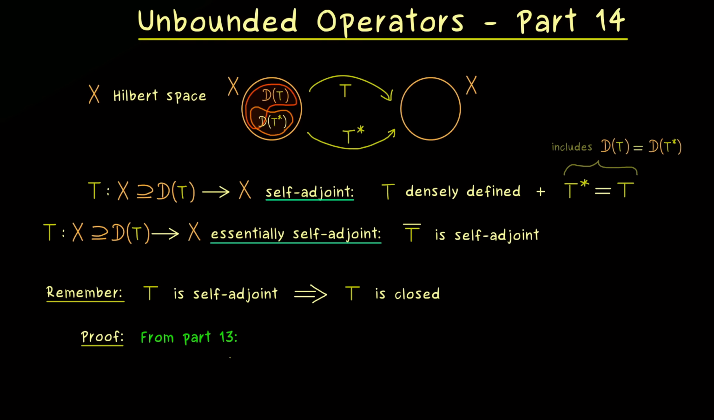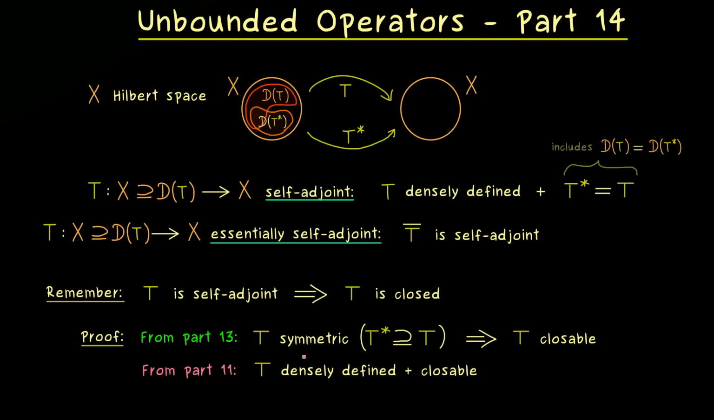We just have to put two things together, and the first part is from part 13. There we have already shown that a symmetric operator T is necessarily closable. So we can also use this fact for self-adjoint operators. And on the other hand, we can also use part 11, which tells us that the closure of an operator is given by the double adjoint. More precisely, what we put in now is that we have a densely defined operator which is also closable. And in that case, the double adjoint of T is well defined and given by the closure of T.